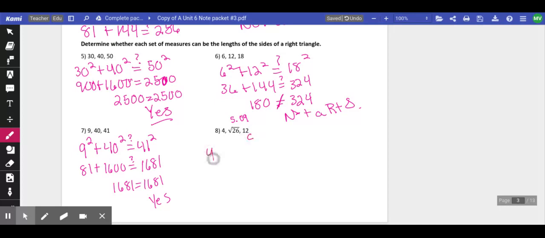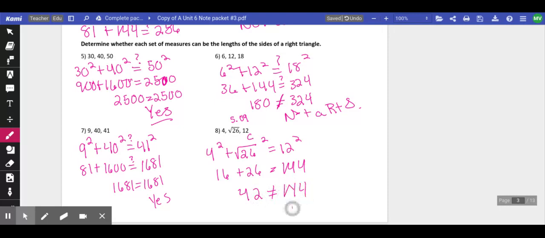So it's 4 squared plus the square root of 26 squared equals 12 squared. 4 squared is 16. Square root of 26 squared is 26. 144. 16 plus 26 is 42, which is not equal to 144. So this is not a right triangle.